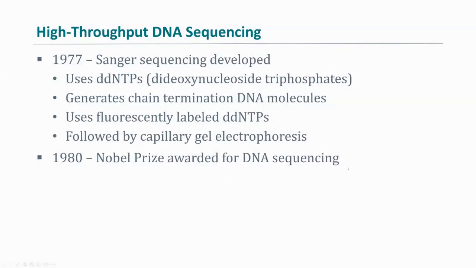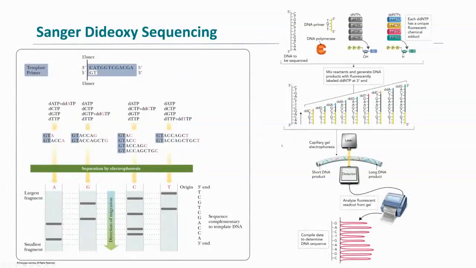Okay, high throughput DNA sequencing. Basically, the original method is called Sanger dideoxy sequencing. They use the idea that if a nucleotide has a deoxy 3' end, where originally it should be a hydroxyl, if you change that to a hydrogen, then DNA synthesis will not occur. Therefore, the DNA synthesis will stop.